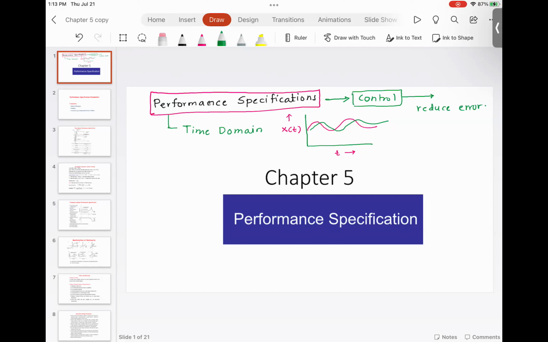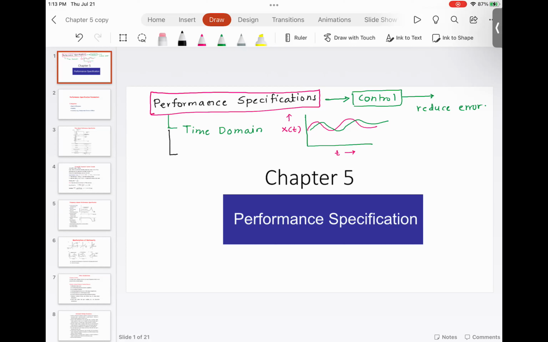Now these specifications could be in time domain. A very simple example is I want this system to go to a particular point at this time, or I want the system to stop oscillating at this time, or I want the system to dampen out over a certain period of time. So basically that is in the time domain.